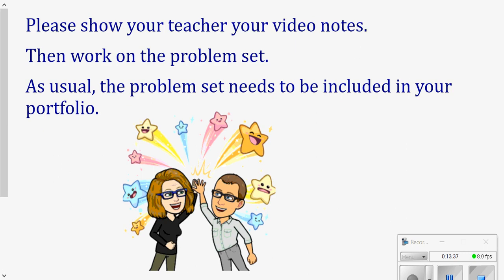I hope this is helpful. It is really important that you do problems. That is the only way to learn algebra. Watching someone else do problems is not going to teach you anything.